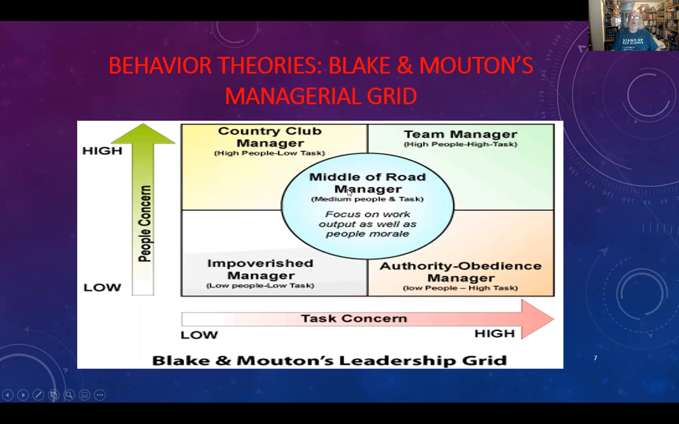You can see, might as well start right here in the middle, that a middle of the road manager is sort of medium on people, concern for people, and concern for tasks. On this end, it's a continuum from low task concern to high, and over here, low concern for people and high concern for people. So we're going to be low across here and here, and we're going to be high across here, but also over here. So let's just see how it works.